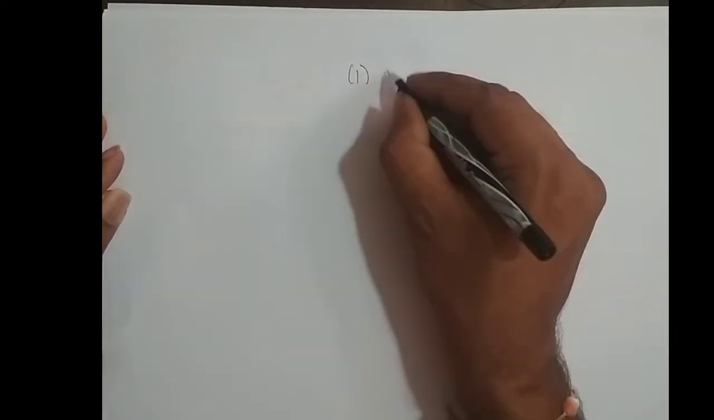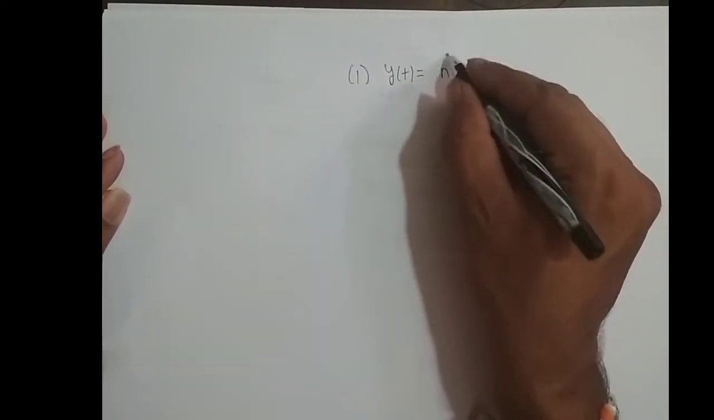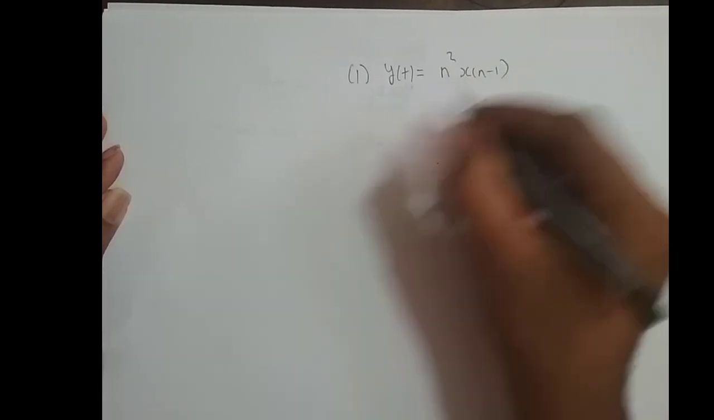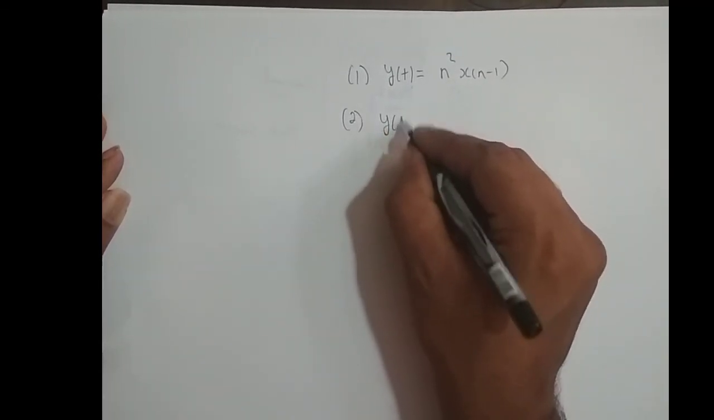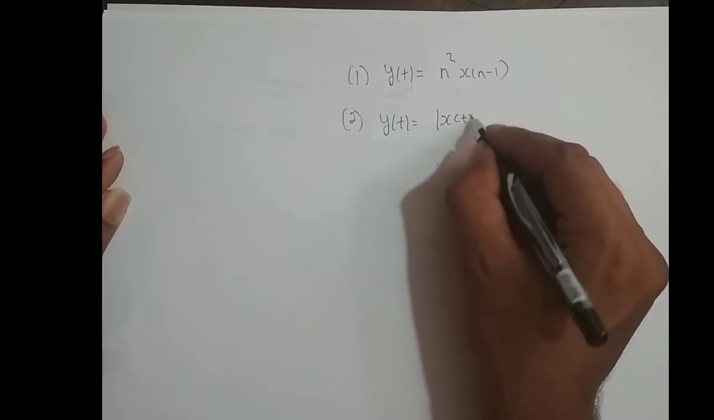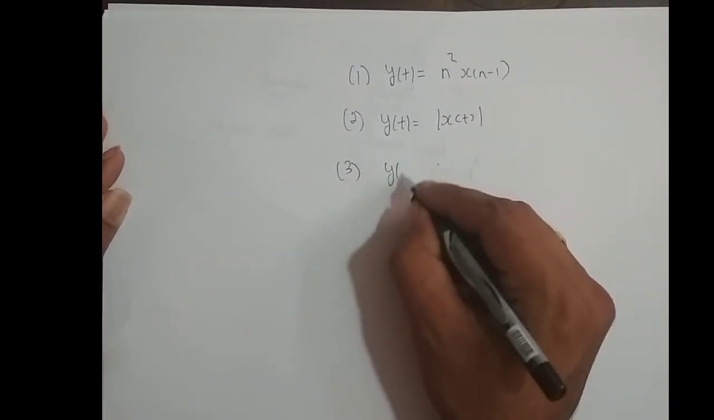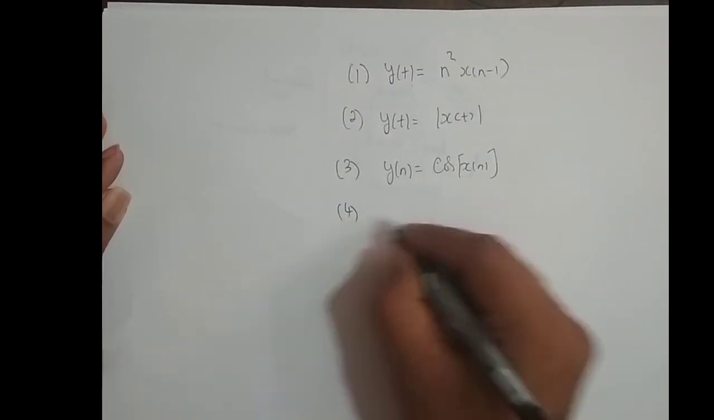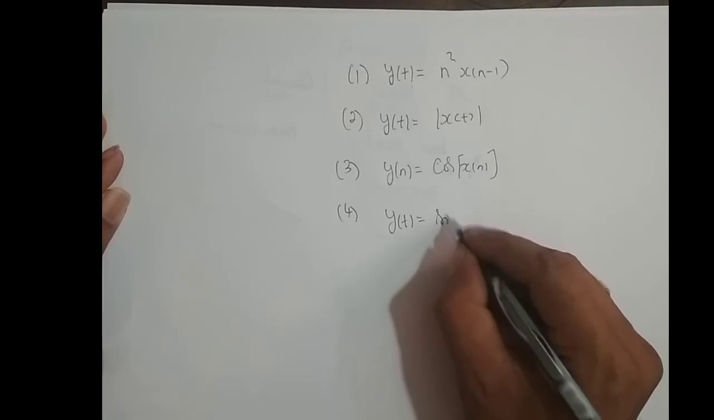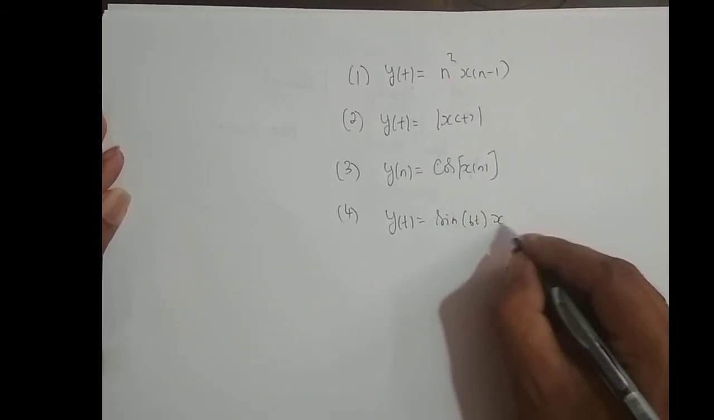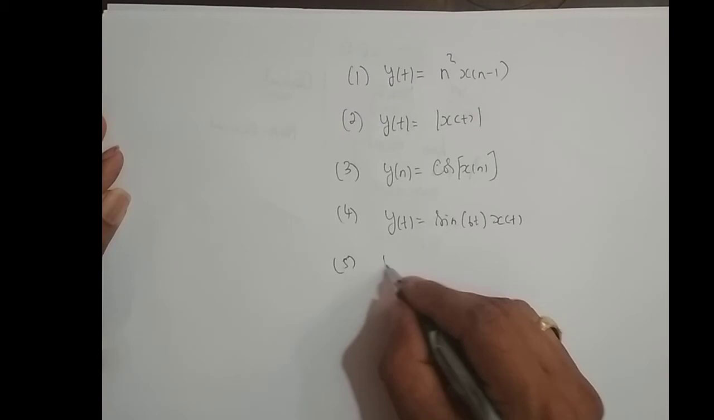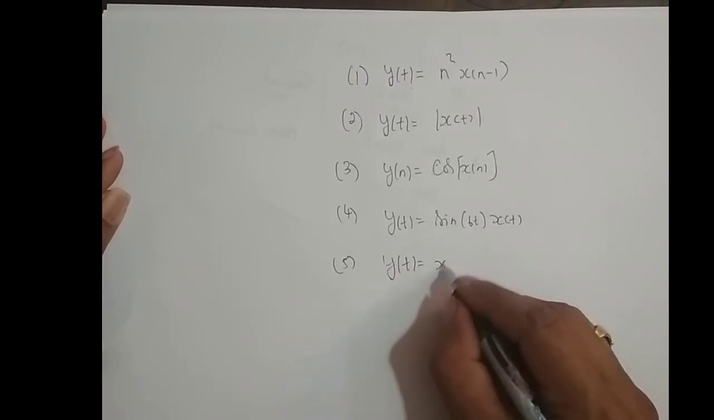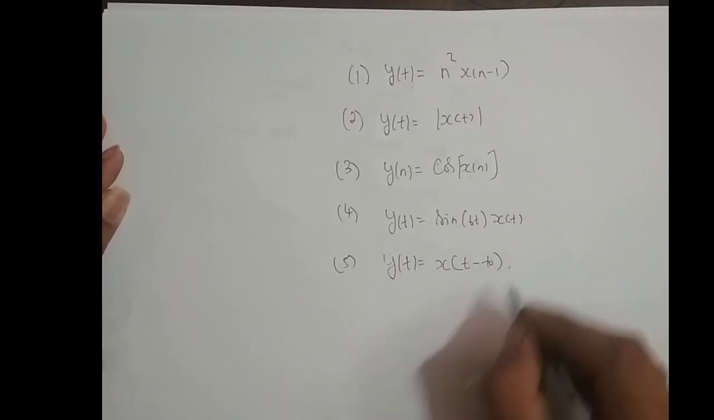Now I'll give you some exercise, practice problems. You just try for its memory and causality. The first one, y of t is equal to n square x of n minus 1. Second system, y of t is equal to mod of x of t. And third one, y of n is equal to cos of x of n. Fourth one, y of t is equal to sine of 60 into x of t. And fifth one, y of t is equal to x of t minus t naught.